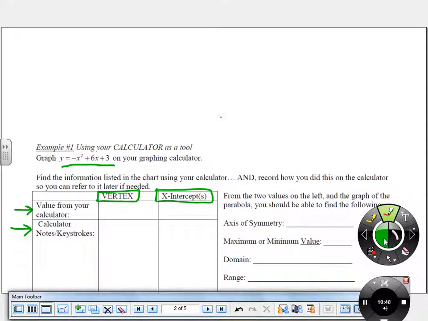So again, the first thing you need to do is you need to go to your y= menu to enter the equation that's listed. So make sure that everything else is cleared out. Now that means if there's any other functions in there that you don't want to see on the graph, they should not be bold.